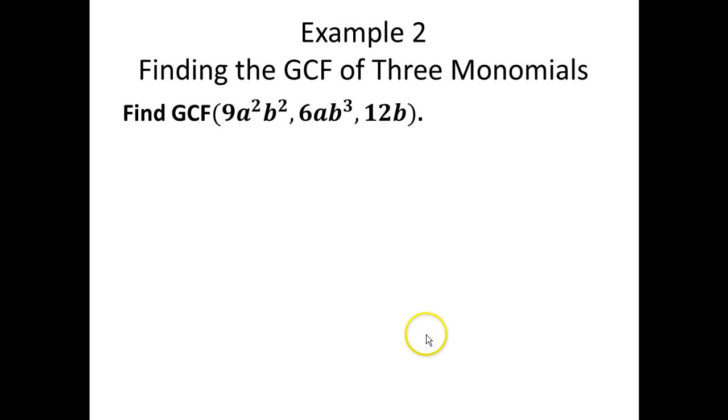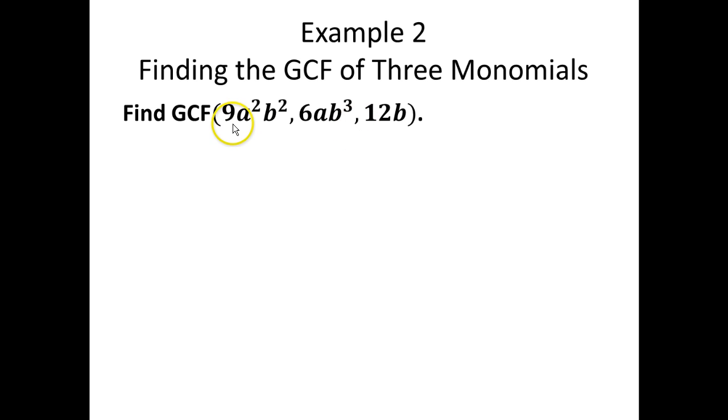Okay, so now we're going to switch to finding the GCF, or greatest common factor, of 3 monomials instead of 2. The process is exactly the same. What I want to do is find the greatest common factor of the coefficients first. Let's just look at the coefficients here. Right away I see that 3 divides all 3 of these. Now, is there any number bigger than 3 that divides all 3 of these coefficients, 9, 6, and 12? It doesn't look like it.